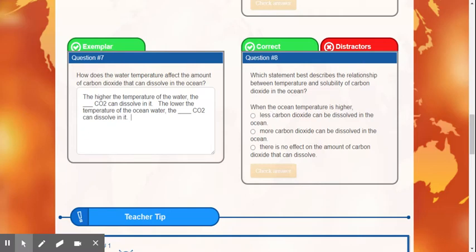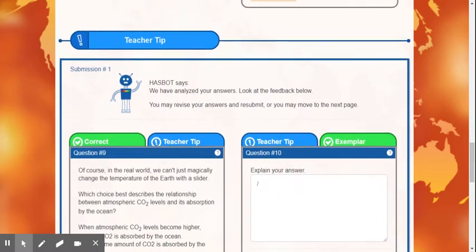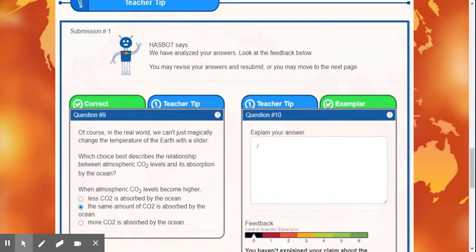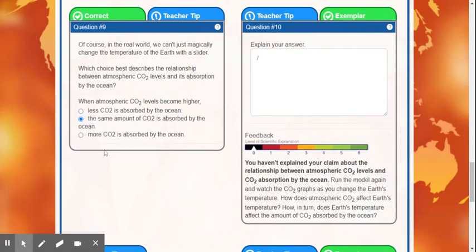When the ocean temperature is higher, so when it's hot, less carbon dioxide can be dissolved in the ocean. More carbon dioxide can be dissolved, or there's no effect. Now, here's the argumentation box, right? That's what we're learning to do. So in the argumentation box, I'm not saying to pick my answer, okay? I want you to pick the answer you think is correct.